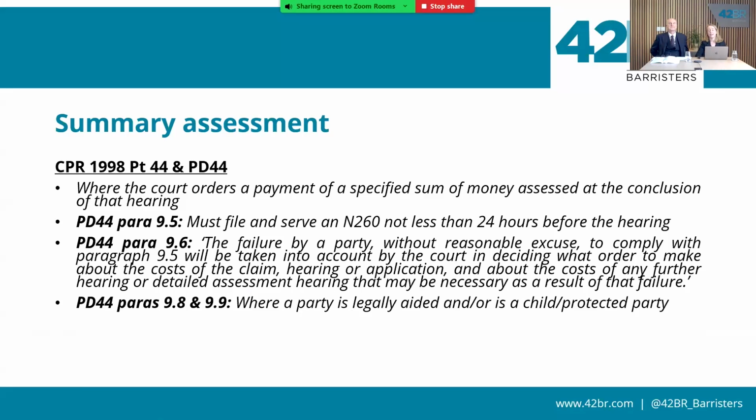Okay, so now if you've been able to get your order for costs, you've successfully persuaded the judge there should be the order for costs. The question then becomes, how do you actually assess how much of your costs you should get? There is summary and detailed assessment, and I'm just going to take you through each of them. Beginning with summary assessment, for this we do have to look to the Civil Procedure Rules, and it's Part 44 and Practice Direction 44.